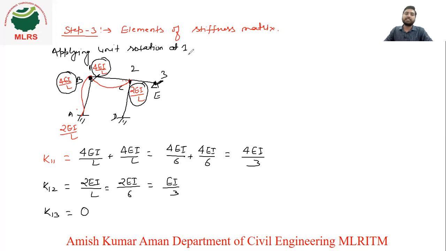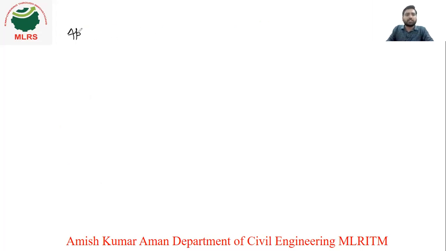K11 is nothing but the stiffness at 1. First means we are giving unit rotation at 1. So K11 means unit rotation at 1 and calculating the stiffness at 1. Here unit rotation at 1, calculating the stiffness at 2. Here you are applying unit rotation at 1 but calculating the stiffness at 3. Now next we will apply unit rotation at 2.